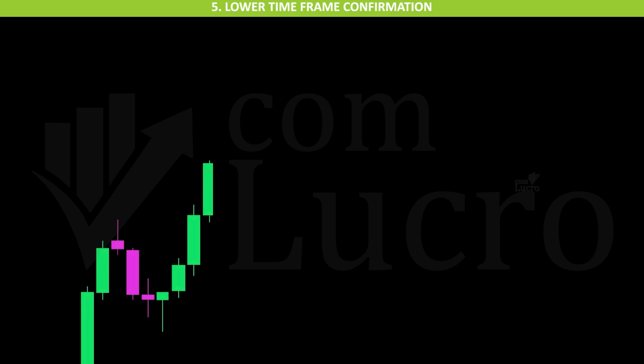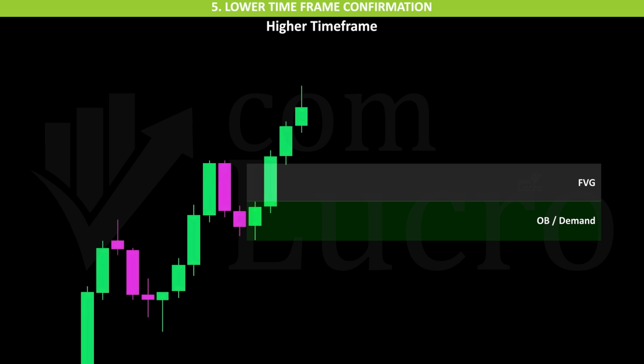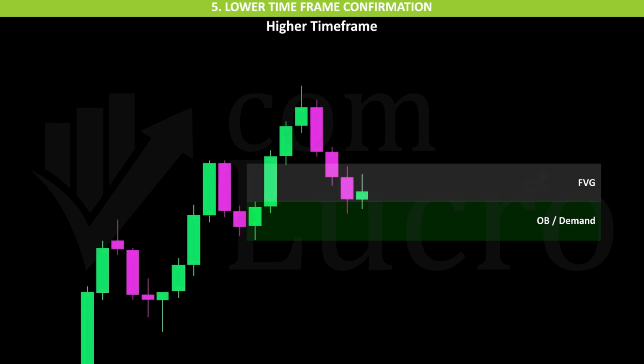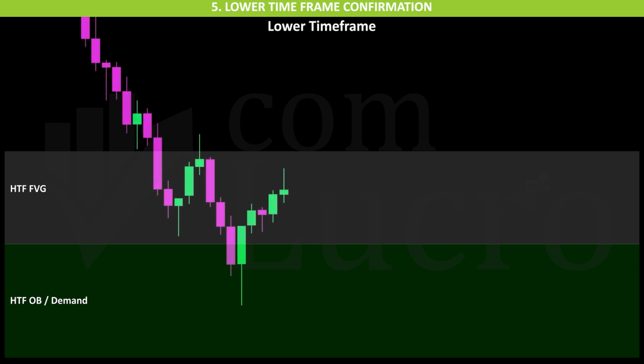Condition 5. Confirmation on the lower time frame. This is the one that changes most traders' results, and it's the hardest to adopt because it means giving up the fantasy of the perfect limit order. Instead of parking an order inside the zone and hoping, wait for price to arrive, then drop down a time frame and make the market prove something.